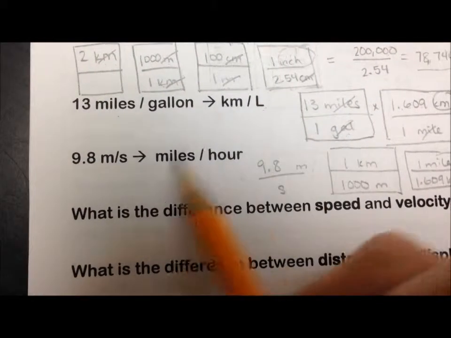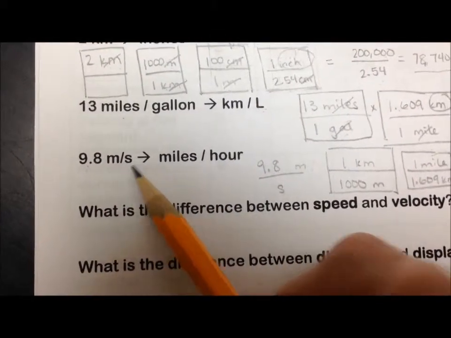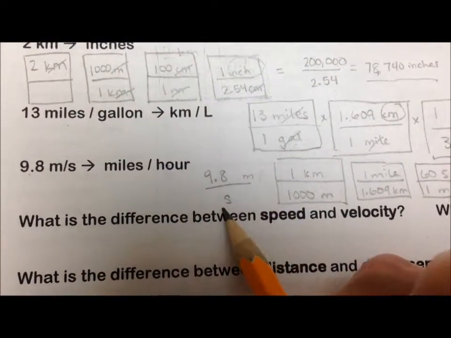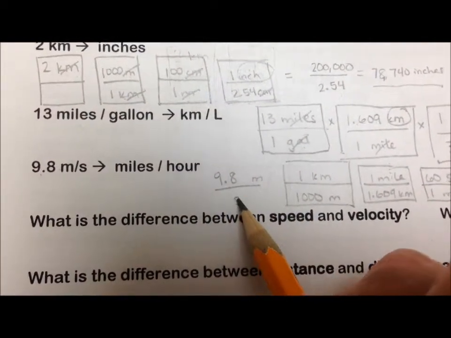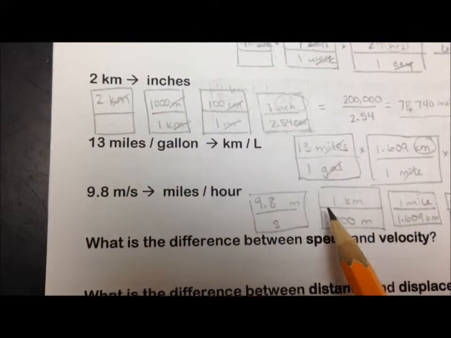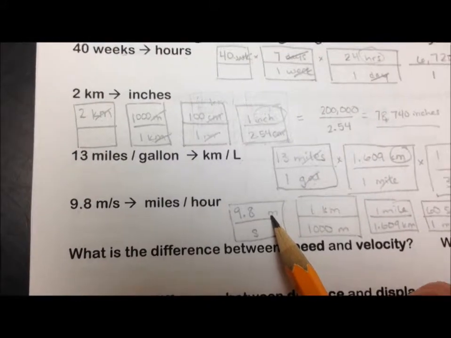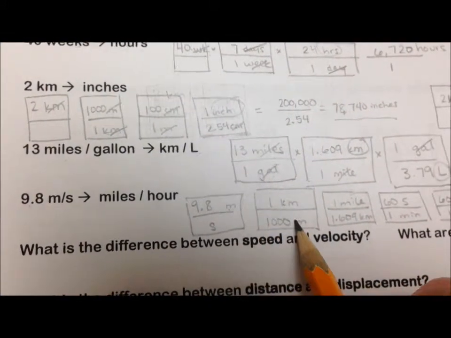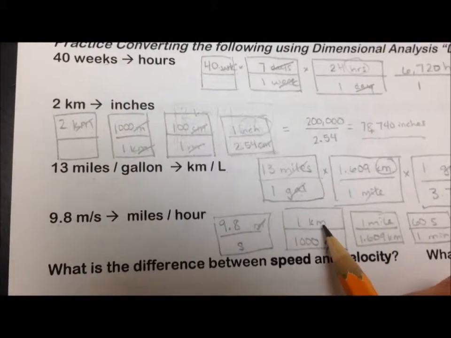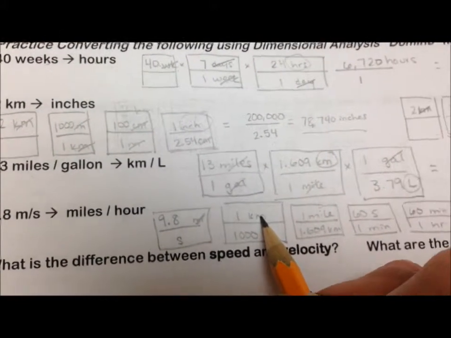Next 2-unit problem, we're going from 9.8 meters per second into miles per hour. So start with 9.8 meters per second. It's already in a fraction form, so I'm going to leave that as my first domino. Then I need to get rid of these meters. Go to something bigger. So I'm going to go from meters to kilometers. Meters cancel out. Now I'm going to go from kilometers to miles.